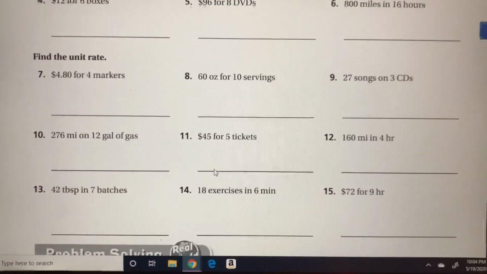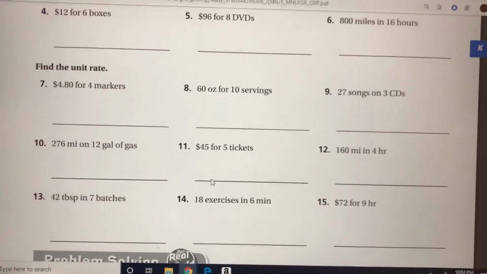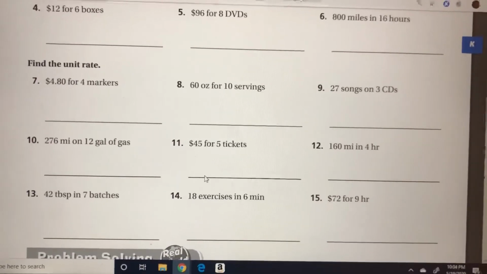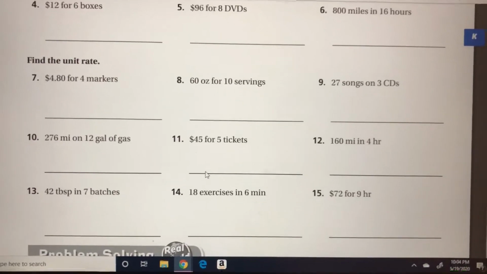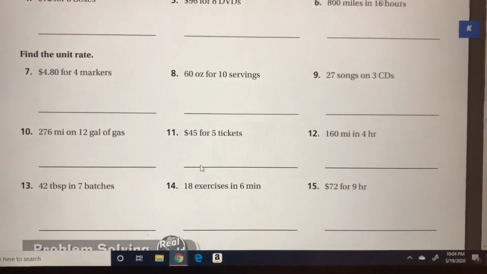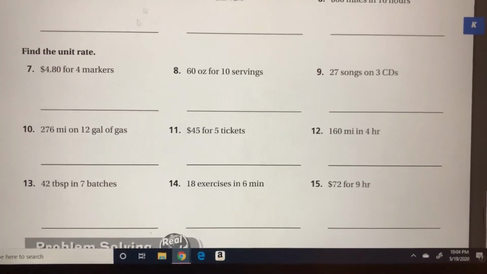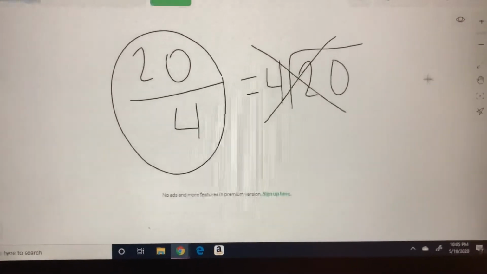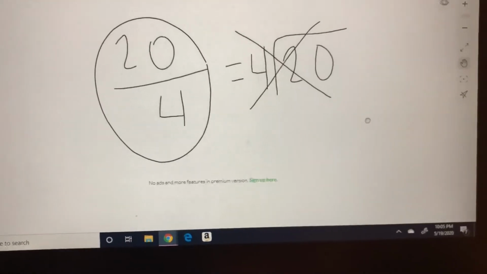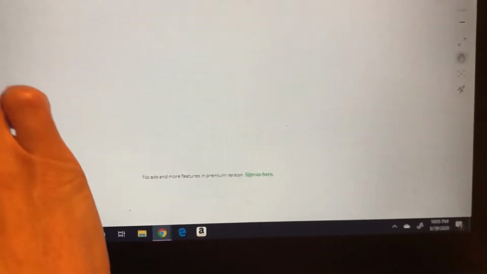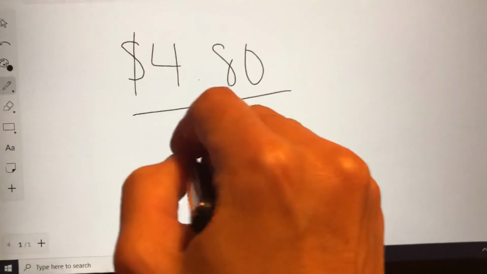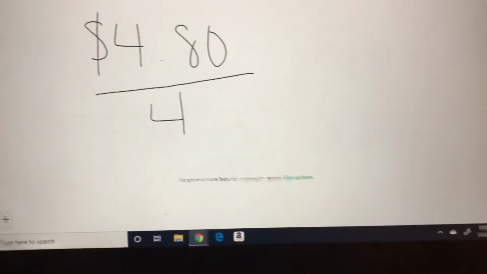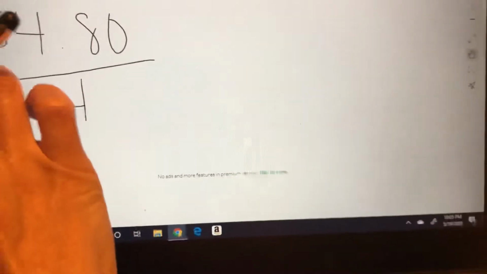Now down here, when you find the unit rate, let's do number 7 together. $4.80 for 4 markers. This is where the scenario I gave you earlier about the water bottles comes in. If I'm going to buy 4 markers for $4.80, I want to find out what each marker is going to cost. So let's scroll up. I'm going to write it as my fraction: $4.80 divided by 4. Let's scoot over so that we have space.